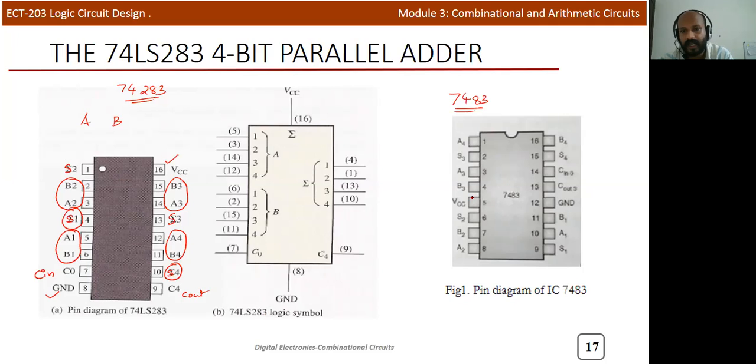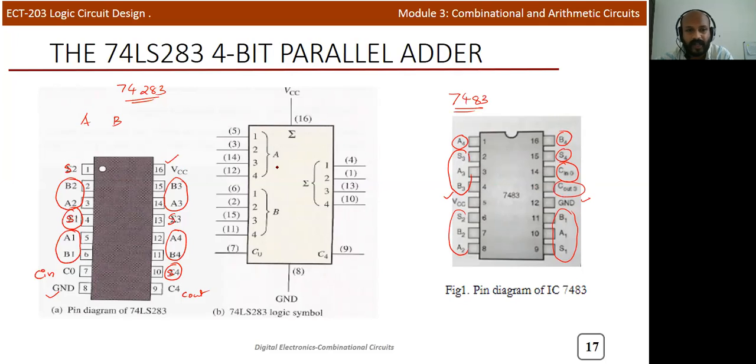But if you look at this particular IC, here you can see that this is VCC and this is ground. And here also you can see A1, B1, S1, and Cin will be here. And here it is A2, B2, S2, and here it is A3, B3, S3, and here A4, and pin number 16 is B4, and finally S4, and this is the carry out.